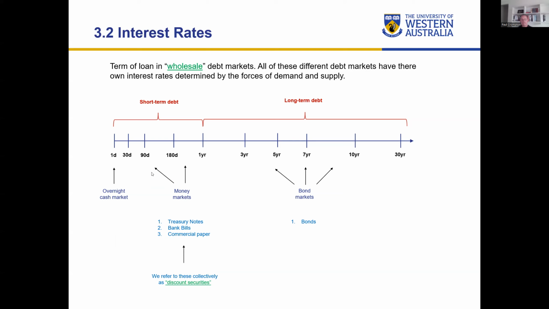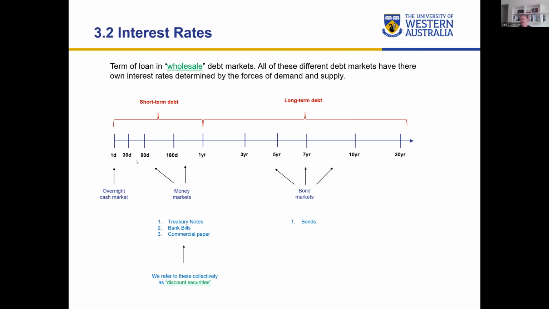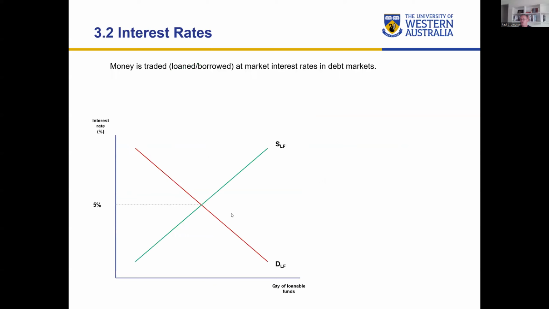Okay, the next thing to appreciate is that whether we're talking about the market for money or loanable funds for 1 day, or 30 days, or 90 days, or 180 days, or even 1 year, all of these different markets for money can be represented this way. In each one of these markets, there will be a demand for money and a supply of money. And they can be represented that way. Demand and supply curve determining an equilibrium interest rate.